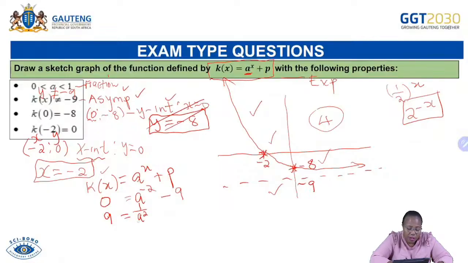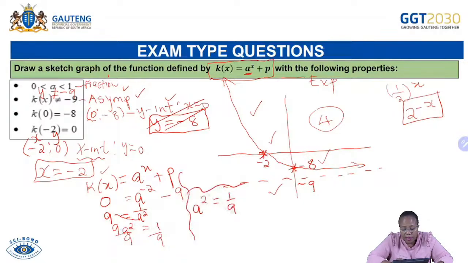Correct? And then we are cross multiplying, it will be 9a squared equal to 1. And then now we divide by 9 both sides. Therefore, the value of a squared will be equal to 1 over 9. And then this side loses an exponent, this gains plus minus. That means now a will be equal to plus minus the square root of 1 over 9, which is plus minus 1 over 3.